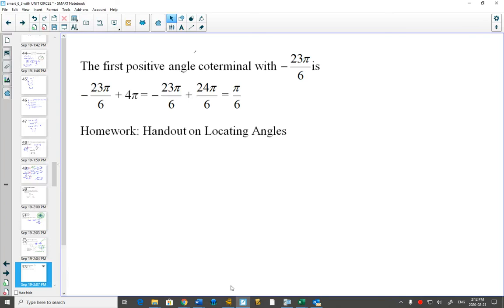So I have an assignment for you to practice this. I'll hand it out and then we'll do a couple together.